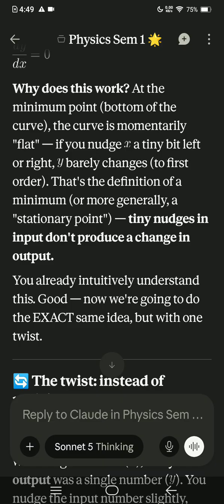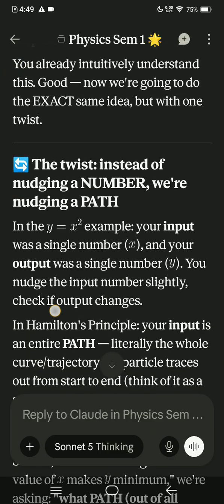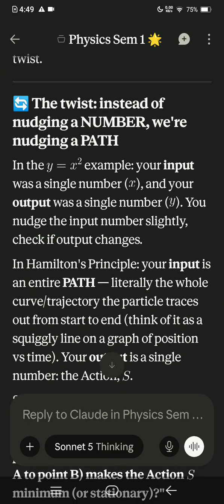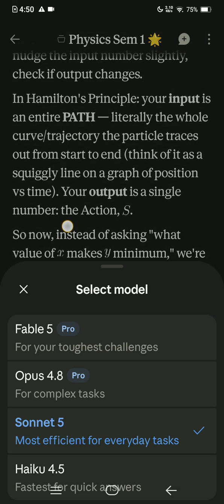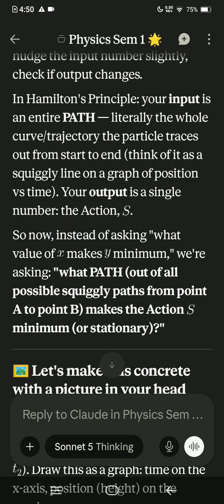Good. Now we are going to do the exact same idea, but with one twist. The twist: instead of nudging a number, we are nudging a path. In y equals x squared, for example, your input was a single number x and the output was a single number y. You nudge the input number slightly and check whether the output changes. In Hamilton's principle, your input is the entire path, literally the whole curve, the trajectory the particle traces out from start to end.